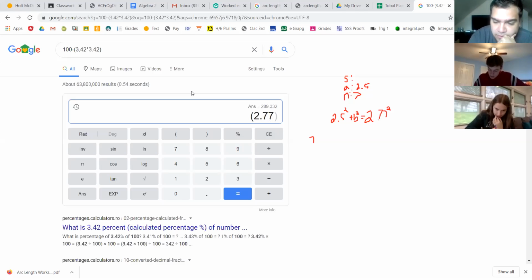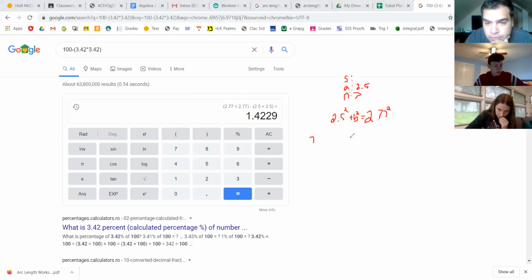So 2.77. I don't know how to do a square here, so I'm just going to do 2.77 again. And we're going to subtract it from the 2.5 squared. So subtracted by 2.5 times 2.5. So we got b squared equals 1.4229.